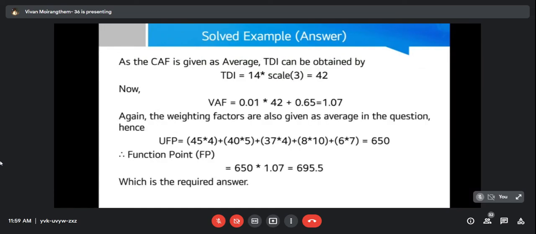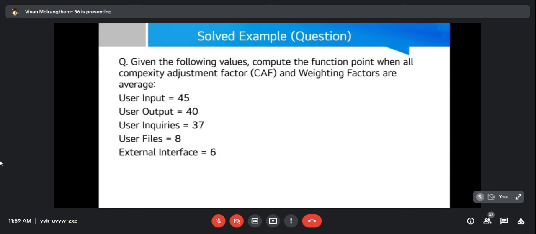So for finding the result, let's read the question first. Given the following values, compute the function point when all complexity adjustment factor and weighting factors are average. So now we know that these values, complexity adjustment factor and weighting factors, are average. So this will be important in the question.